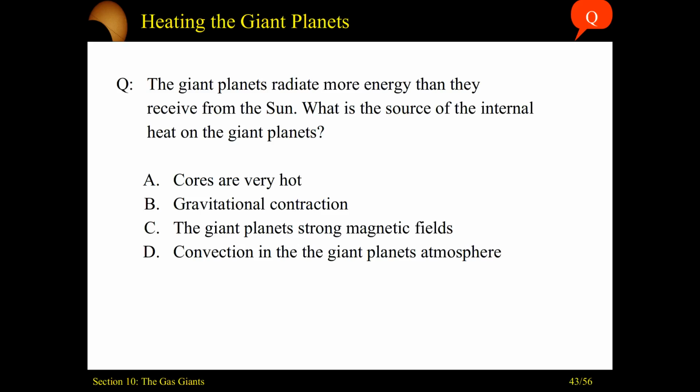So, a question we ask ourselves is, if we know they are hotter than they should be, hotter in the sense of how far away they are from the sun, here's the question. We know the giant planets are radiating more energy away than they receive from the sun. What's the source of that internal heat? What is driving this? Go ahead and pause for a second. Come on back. Okay, so here's the discussion topic. Are the cores very hot? Not so much.